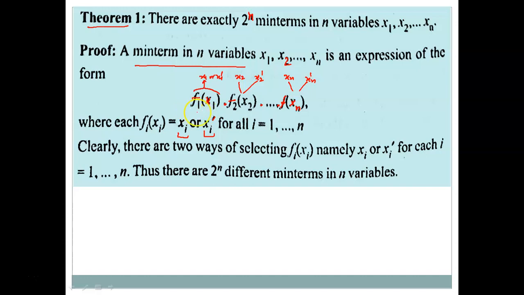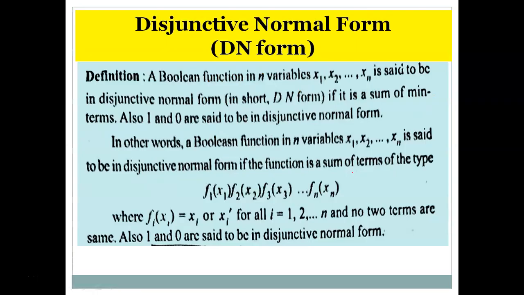So each of these functions is having two choices. So we can say 2 into 2 into 2, this is in fact n times, equal to 2 raised to power n choices. That means from this expression we can obtain 2 raised to power n minterms. So the result of the theorem is proved, that there are 2 raised to power n different minterms in a Boolean expression of n variables. See the example.